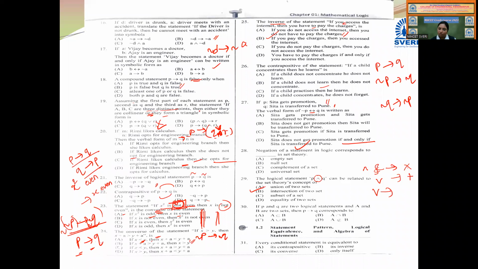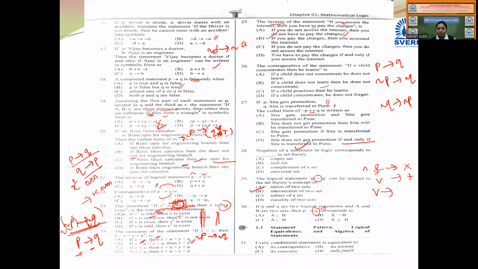If P and Q are two logical statements and A and B are two sets, then P implies Q corresponds to what? Option A, ma'am: subset. P implies Q, so Q is always the bigger set. So P is contained in Q, and we can say A is a subset of B.